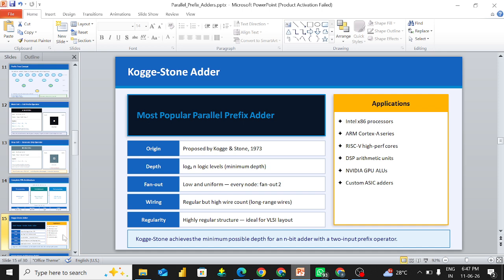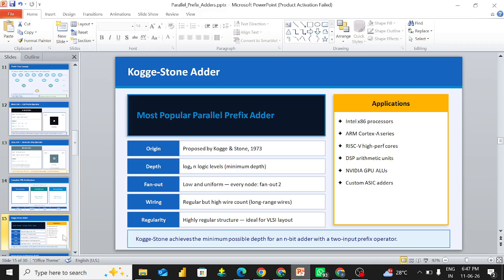So that's why engineers choose the Kogge-Stone adder for highest speed. When I explained the carry save adder, I said we are going to use a ripple carry adder, right? And I also mentioned this Kogge-Stone adder, right?